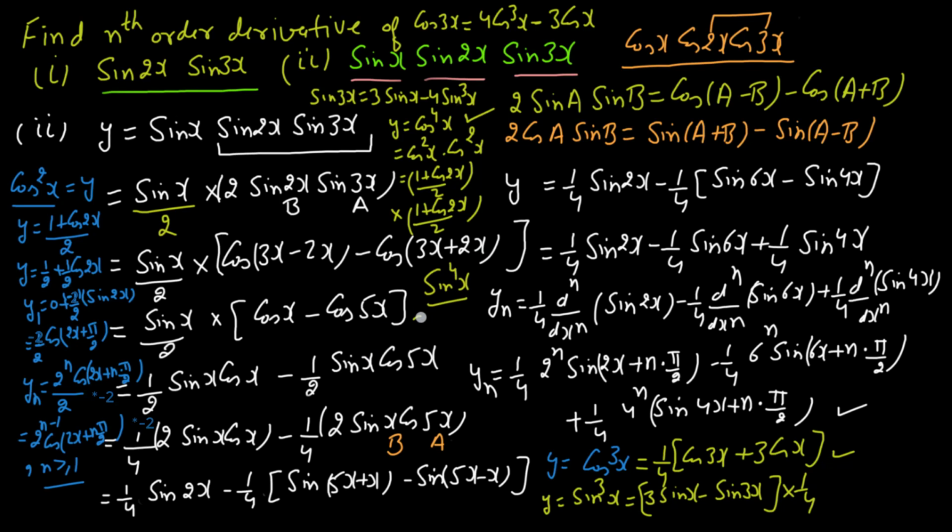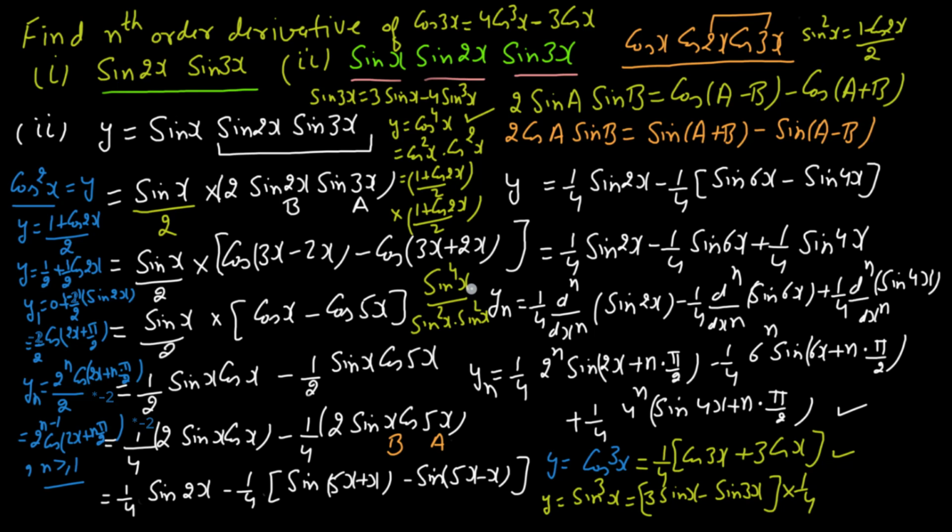Sin raised to the power 4 x can be written as sin square x and sin square x. And what is the formula for sin square x? That is 1 minus cos 2x by 2. So you will be writing here and multiplying them and using the result.